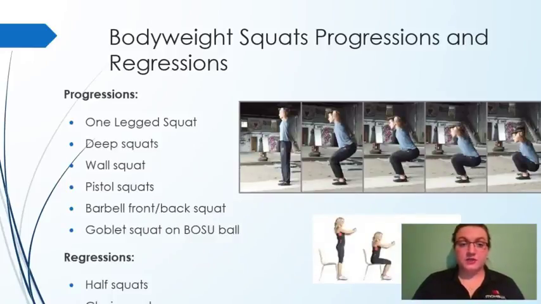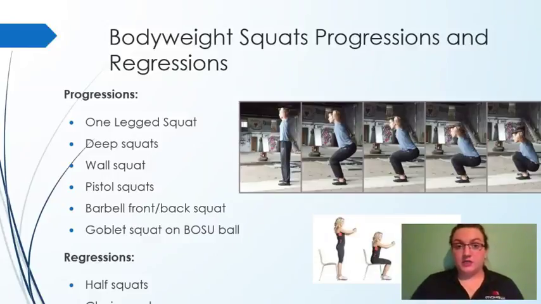So next, we're going to talk about the progressions and regressions of a bodyweight squat. If you'd like to make the movement harder or make a progression, you can do a one-leg squat. You can do deep squats. You can do some wall squats. You can do pistol squats. You can do a barbell front or back squat. And you can do a goblet squat on a Bosu ball. All of these are great progressions, and they really increase the intensity.